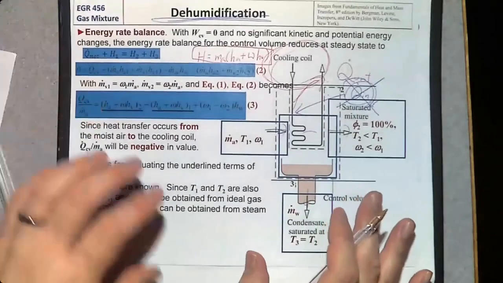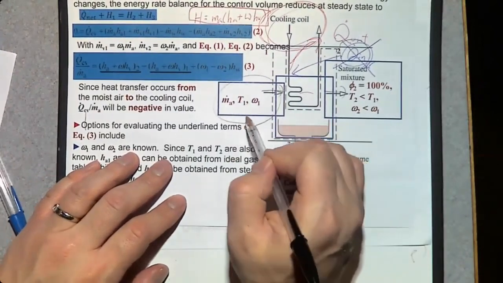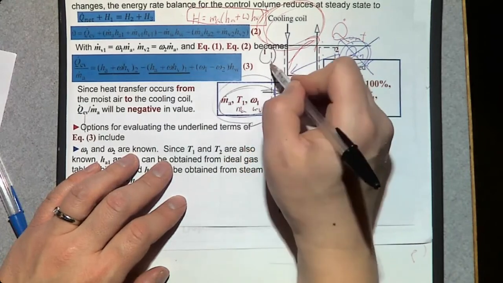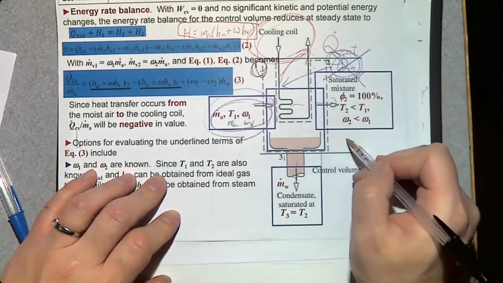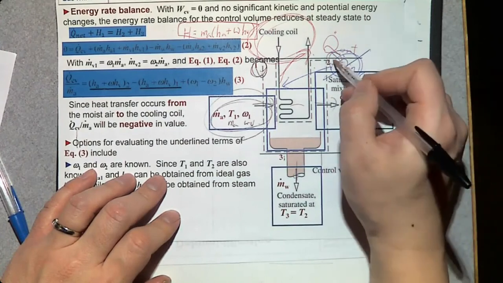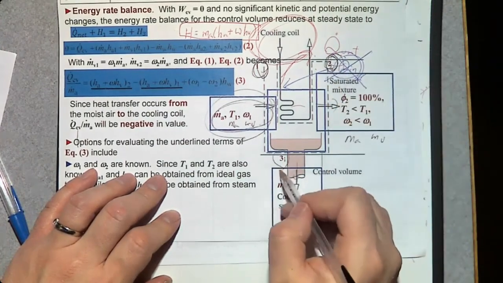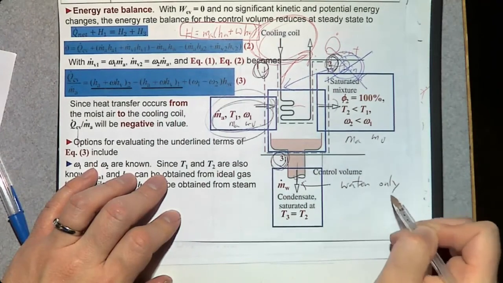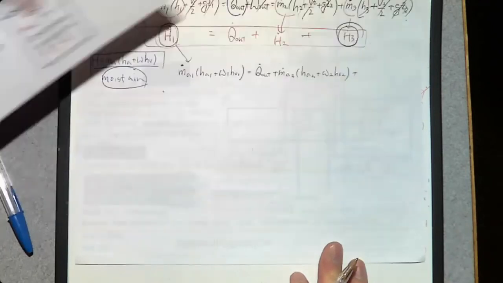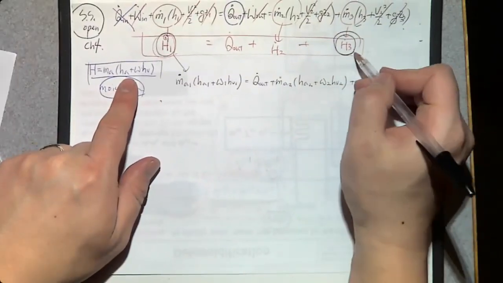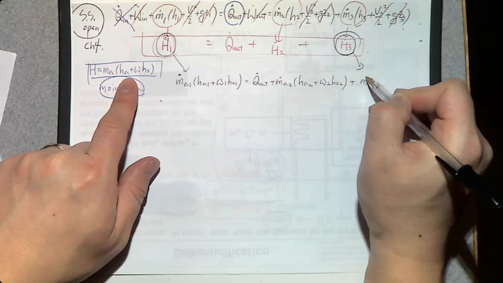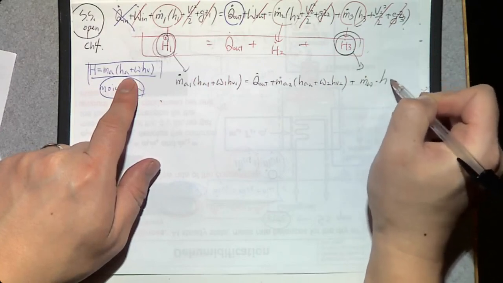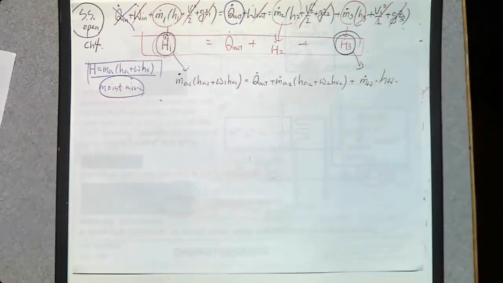If you go back to this schematic, we have moist air. So we have MA, MV at the inlet number 1. We have MA, MV at the exit number 2. But in exit number 3, we only have water only. So we don't have to use this one. For number 3, we can just say M dot of condensate, water, times H of water. So this is our energy balance equation.